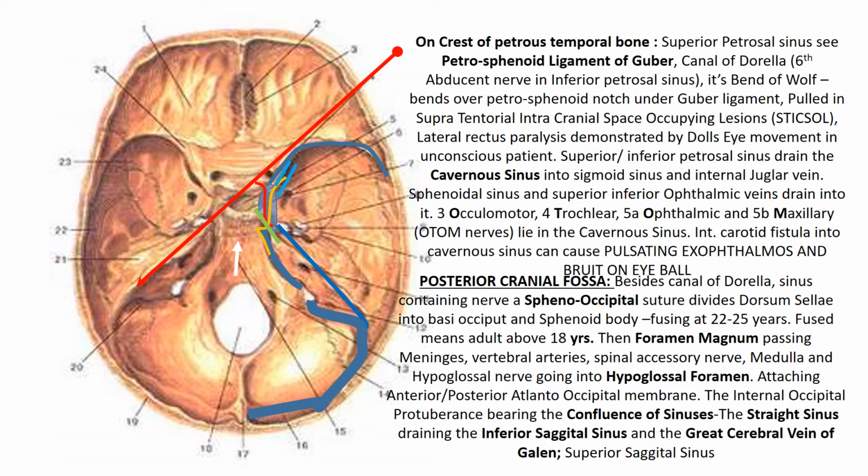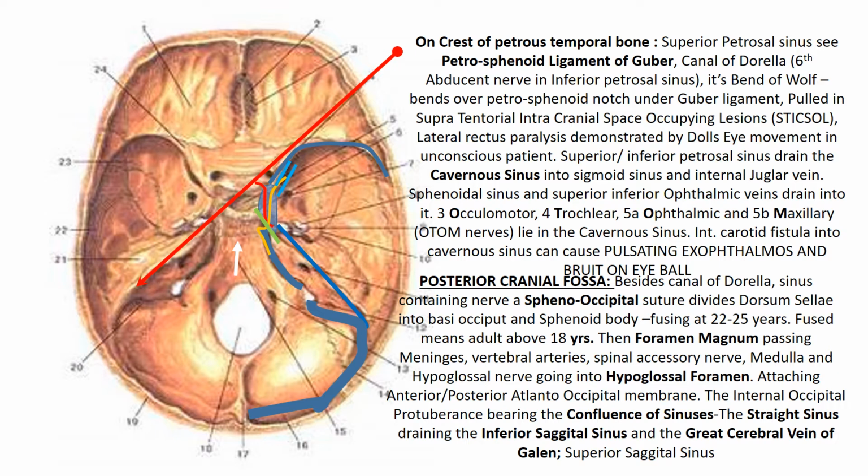Now we go on to the crest of the temporal bone. You see that there is a superior petrosal sinus, the petrosphenoid ligament of Gruber, and the inferior petrosal sinus forms the canal of Dorello, in which the sixth, abducent nerve lies actually in the sinus, and therefore it bends as it comes on top of the petrous temporal bone under the ligament of Gruber, and this is the petrosphenoid notch.